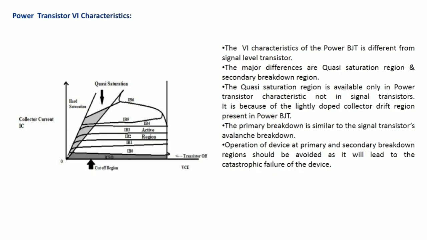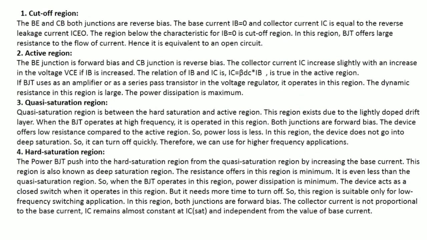Now we'll see the characteristics of power transistors. The characteristics are plotted with respect to collector current and collector to emitter voltage. Here, the structure is shown for the plotting. For each reading, we have to change the base current of the transistor. So this figure shows the VI characteristics of power transistors having different regions such as hard saturation, quasi-saturation, cutoff region and active region. Now we'll see the points in detail.